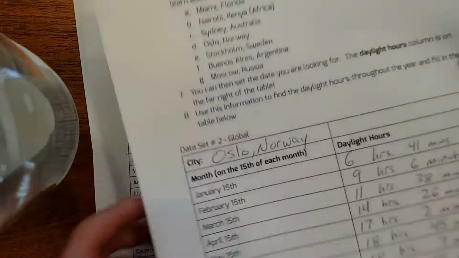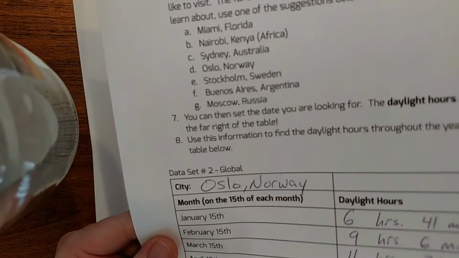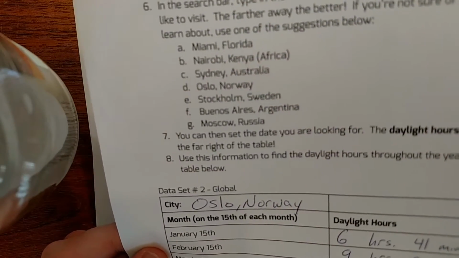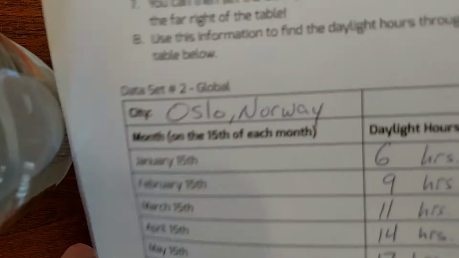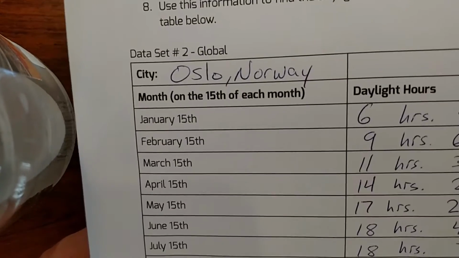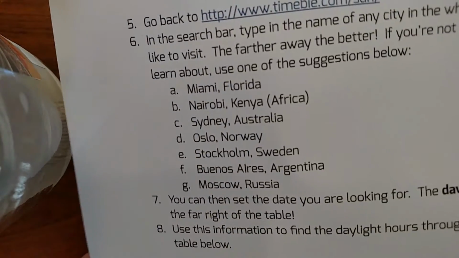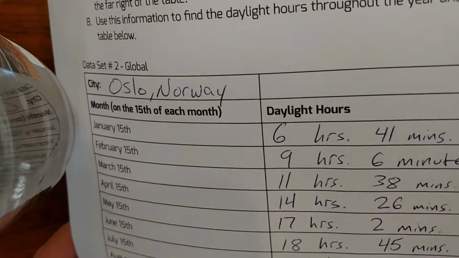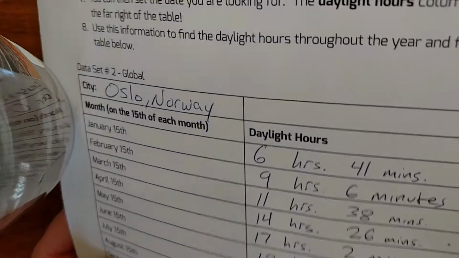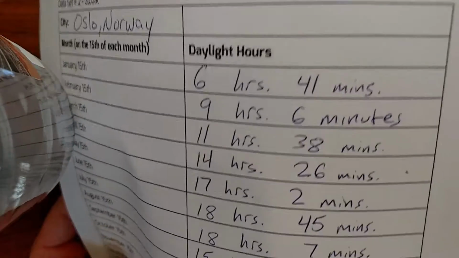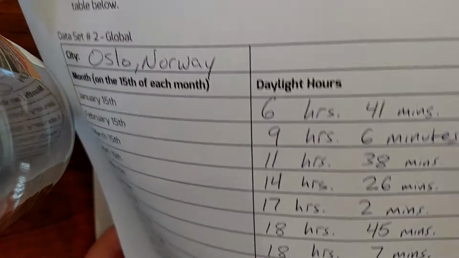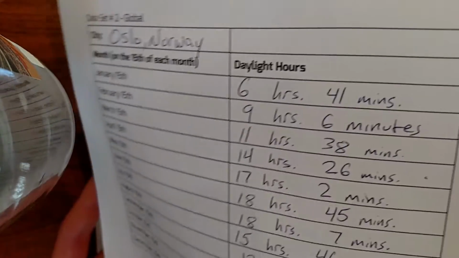After you find the Stanhope data, if you keep following the directions, you want to pick another city in the world. So I chose a city in Norway. Oslo is the name of the city. It's one of the options I gave you up here. You can pick one of those, or you can choose your own. And I went to timeanddate.com. I did the same exact thing. I just went for Oslo, and I found the amount of daylight hours in Oslo throughout the year. So things are a little bit different. We're not going to really think about it now. We're going to put it on a graph and see if the graph shows us anything.